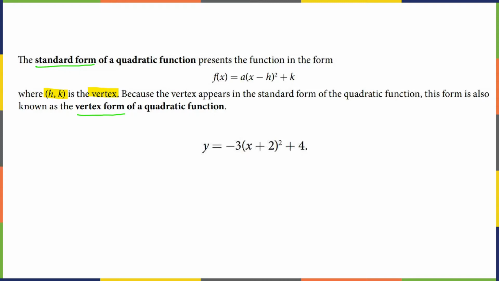So for example, let's say we have y equals negative 3 times x plus 2 squared plus 4. What is the vertex in this case?